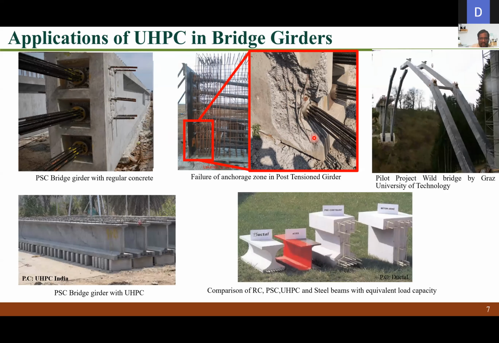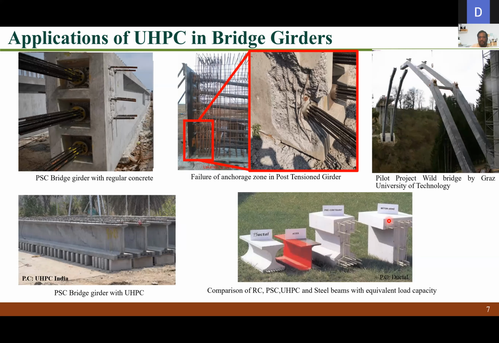And so for such scenarios, for very heavy loads, even for applying pre-stressing, ultra high performance concrete becomes a natural choice. You see here some of the pre-stressed concrete bridge girders that have been built. There's a company called UHPC India. They have done this, and they've used it in bridges as well as in some building applications. And at Graz University of Technology, they have also developed very sleek girders using ultra high performance concrete.